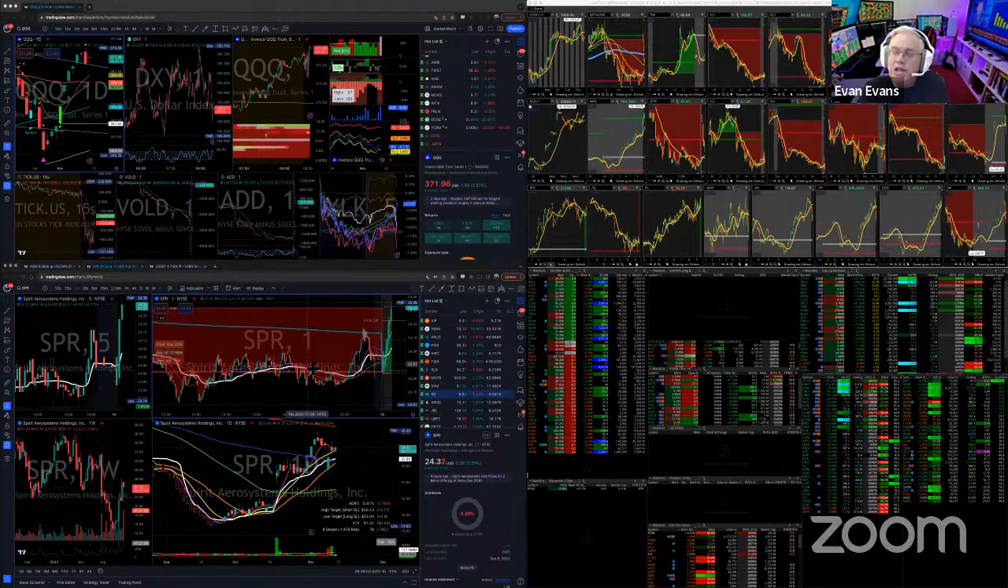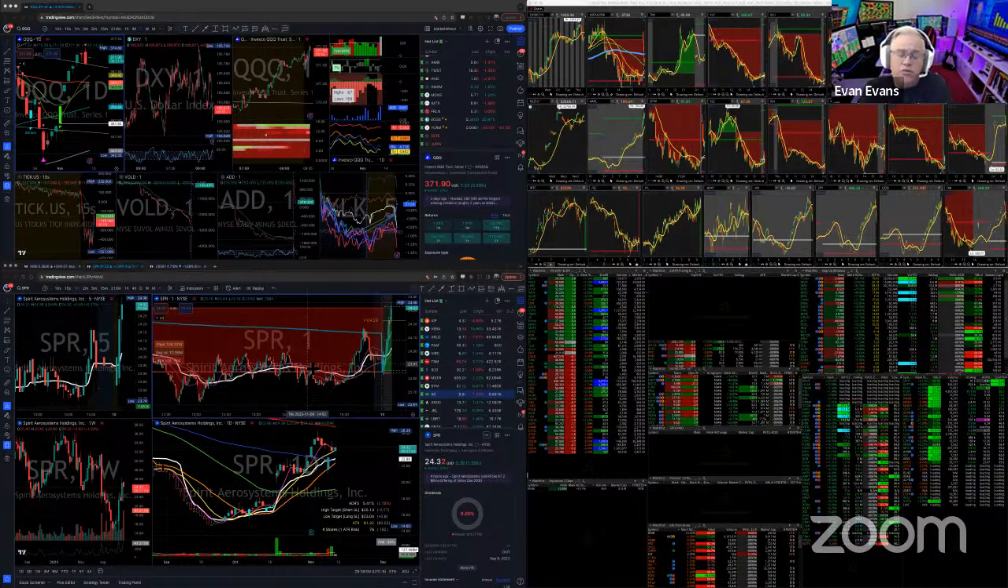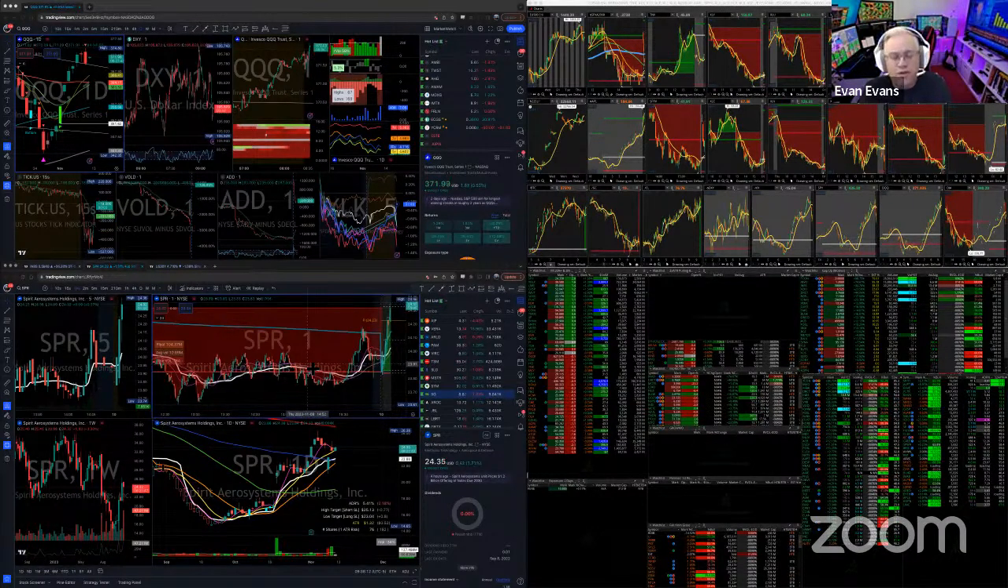RVOL is projecting to be 160%, or 1.6, so 60% more RVOL so far, but we really don't have enough trading transpired yet to get a good reading.